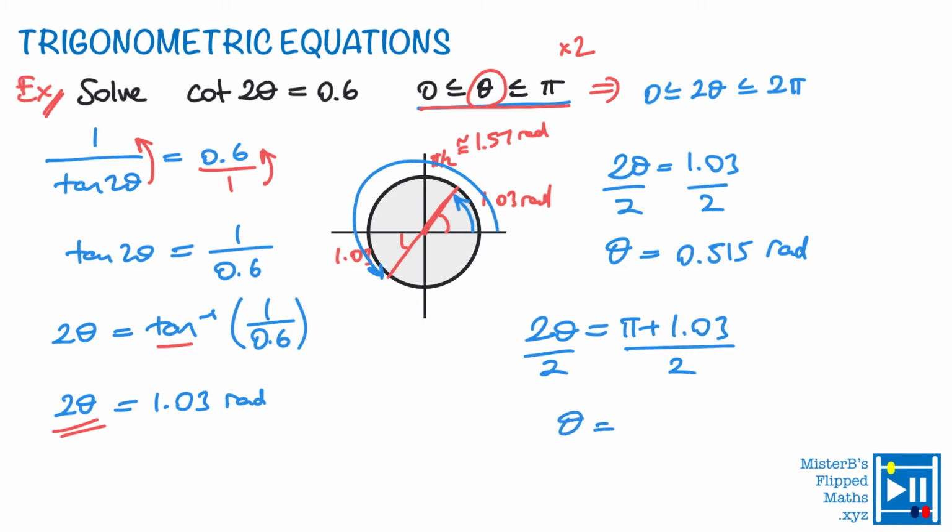And for 2 theta equals pi plus 1.03, we have to divide both sides by 2 and get theta to be 2.09 radians. And it is pi plus 1.03 because we are trying to get to this angle. So these are the two answers we can get for the solution of this equation.